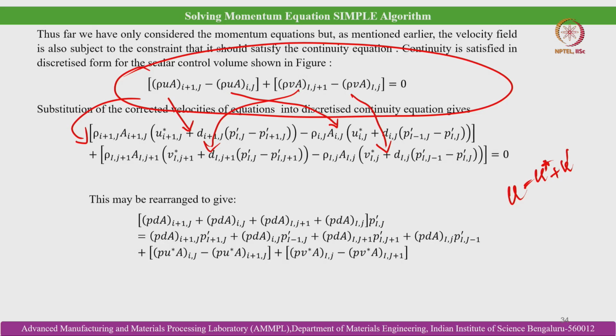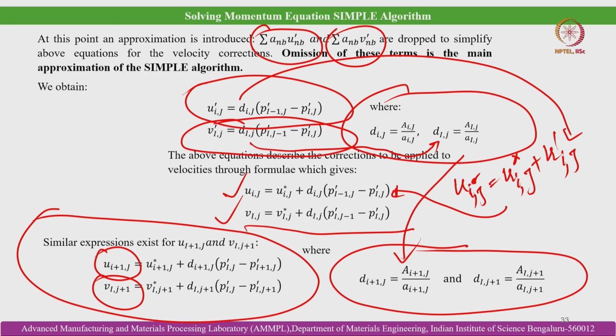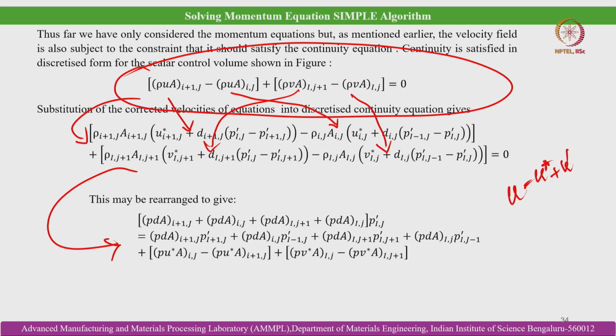So, this equation can be further rearranged in the following form. So, you can see from here, basically rho the density and the coefficient d, which is the ratio of capital A divided by small a, as we have discussed over here. Okay. So, we can write it as rho d a I plus 1 capital J plus rho d a small I capital J plus rho d a capital I j plus 1 plus rho d a capital I small j multiplied by p prime I j.